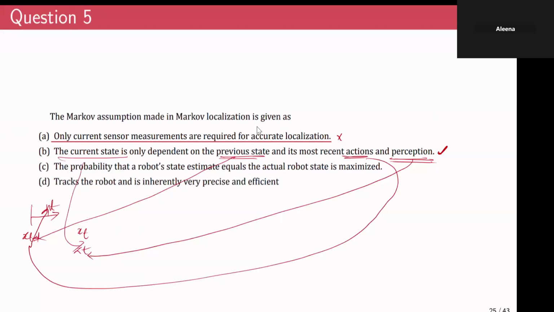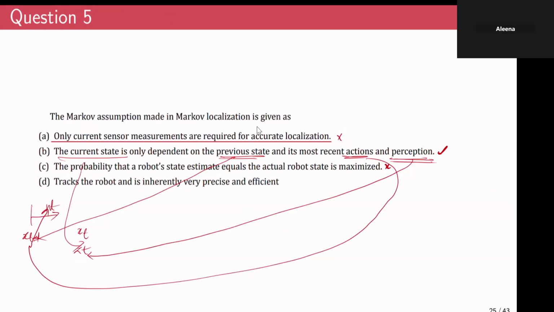The third statement is the probability that the robot's state estimate equals the actual state of the robot is maximized. It cannot be really maximized, right? It can only be achieved up to some certain extent, because there is always going to be some sort of uncertainty associated with it. We can minimize uncertainty, but not fully eliminate it. So that is also a false statement.